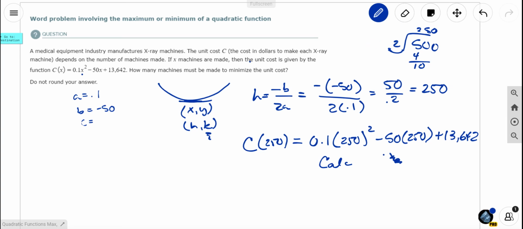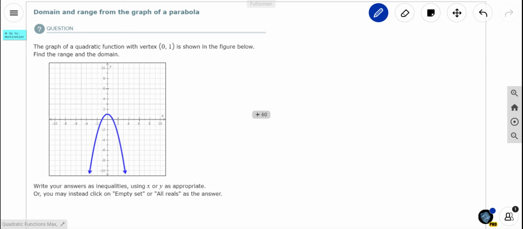Okay, domain and range. Domain is your x, and your range is your y. It says the graph of the quadratic function is shown in the figure below. The vertex is 0, 1. Find the range and the domain. It says write your answers as inequalities, using x or y as appropriate, or you may click instead empty set or the other options.